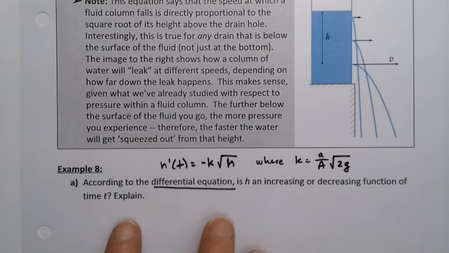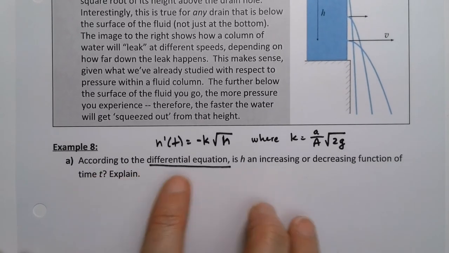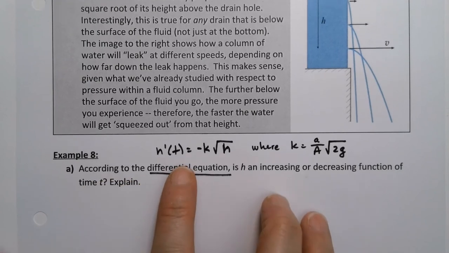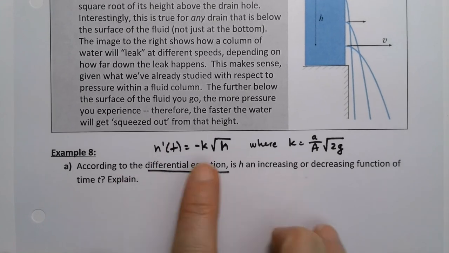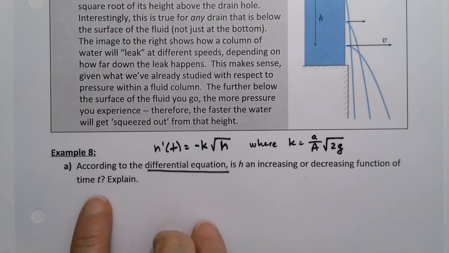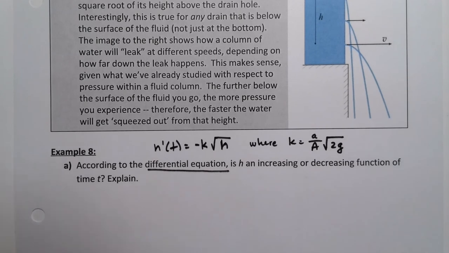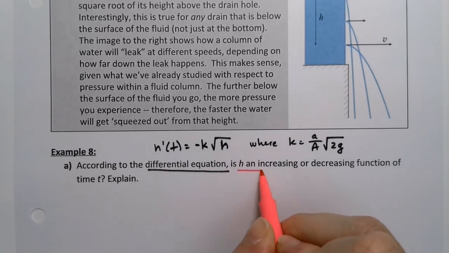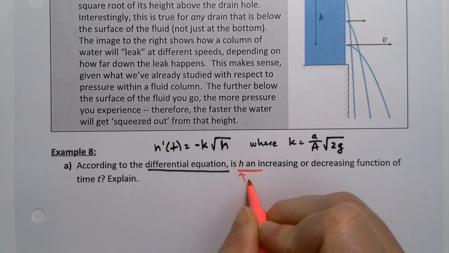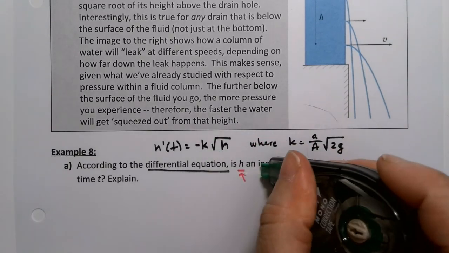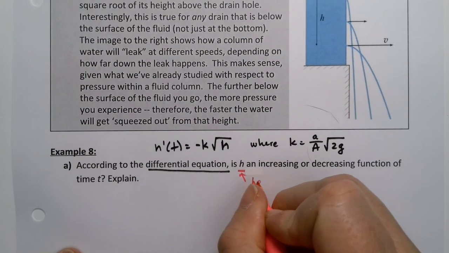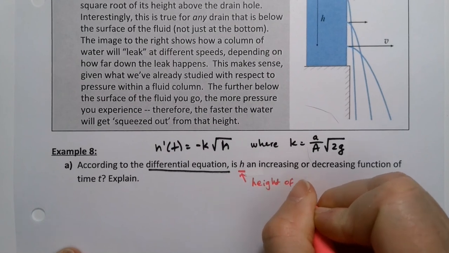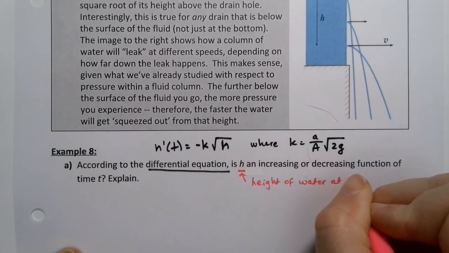So we want to see, according to Torricelli's differential equation, which I just wrote again right here because it was so far up on the page, is h an increasing or decreasing function of time t. So height, remember, h is the height of the water. Let me just note, h is the height of the water at t seconds.